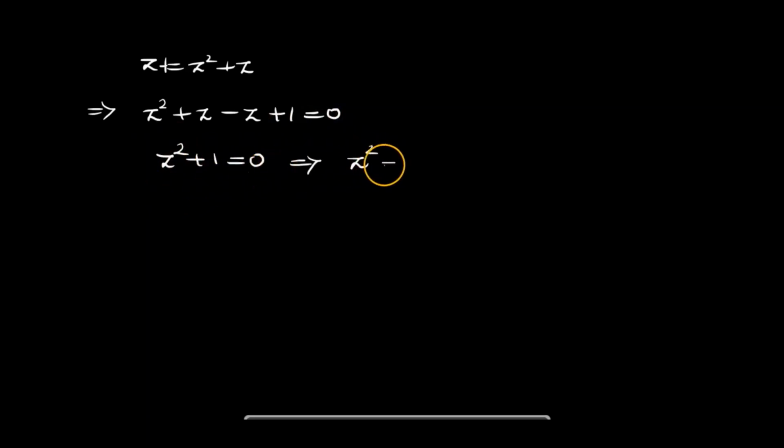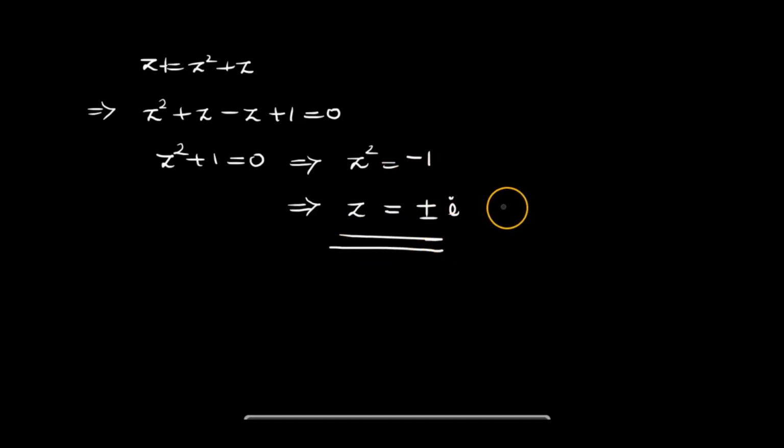What is Z square? Z square is equal to minus 1, which implies Z is equal to plus or minus I. The imaginary number satisfies I square is equal to minus 1, and minus I square is also minus 1. So Z equal to plus or minus I are the invariant points of the given transformation W.